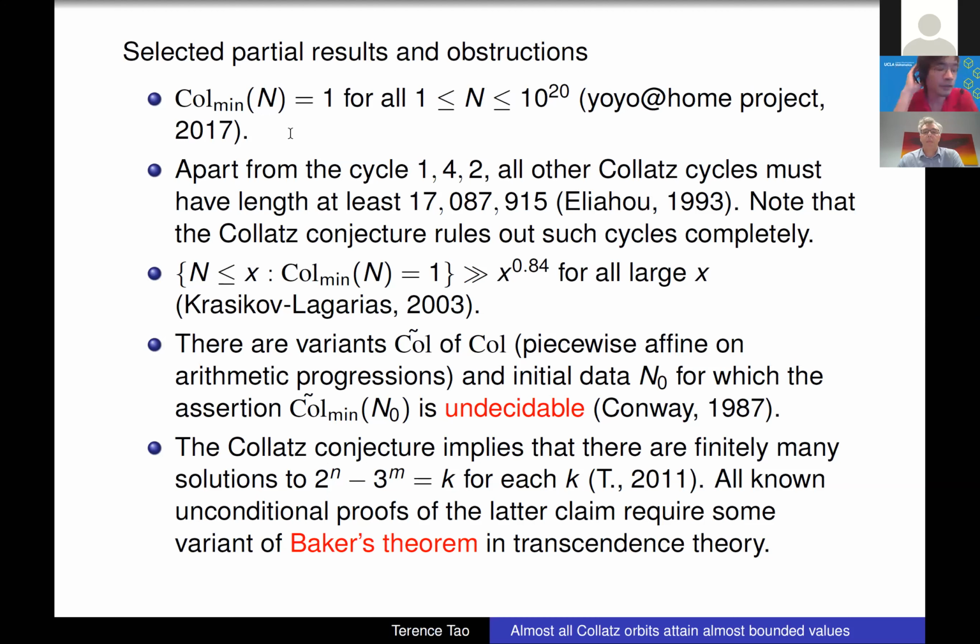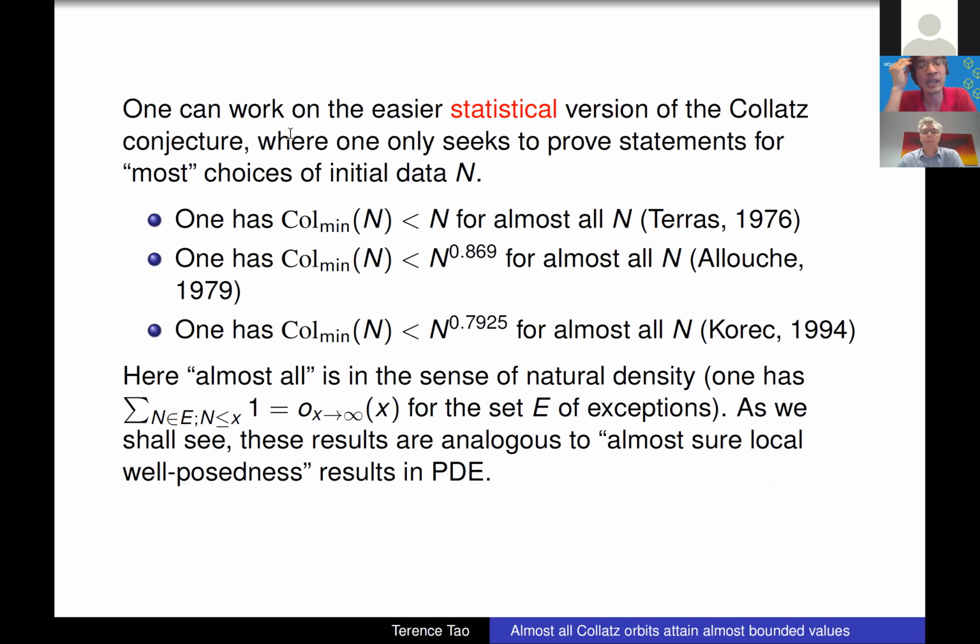Okay, so the full conjecture is quite hard. So of course, in mathematics, when you can't solve a difficult problem, you try to solve easier ones. One thing we often do is look at statistical versions of the question. So instead of trying to prove the Collatz conjecture or some partial version of it for every input n, you could try to just prove it for almost all n. Like all but a 0%, a zero density subset of numbers.